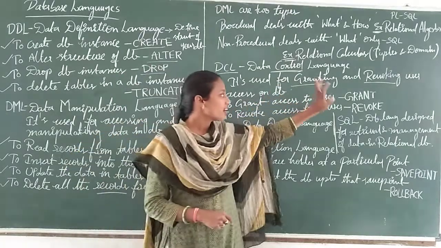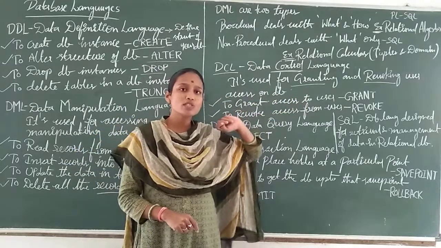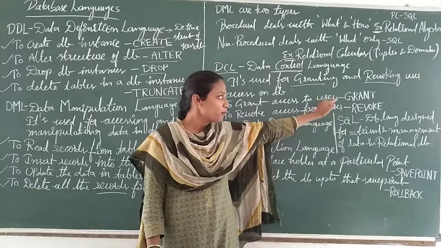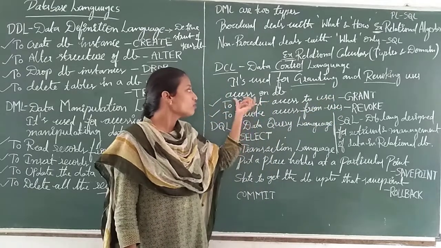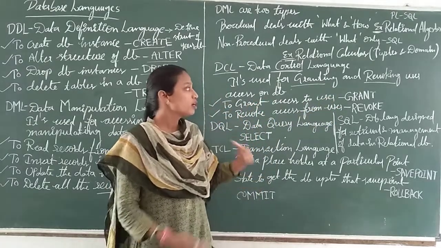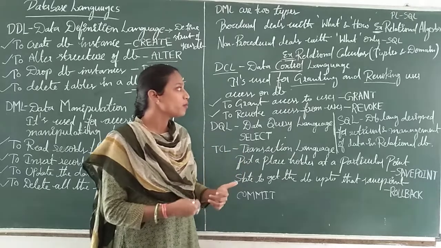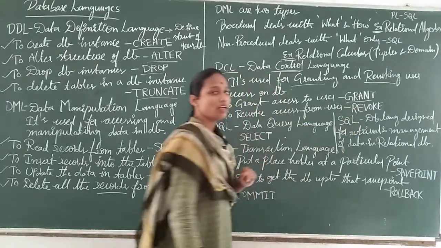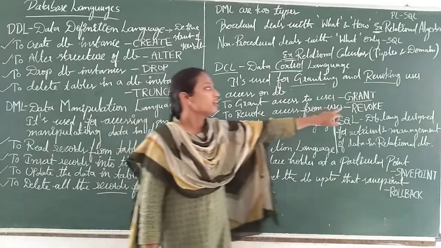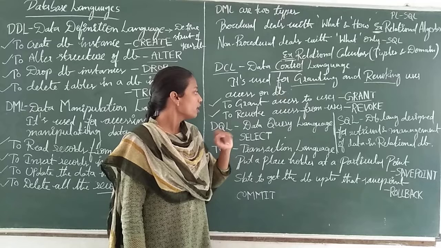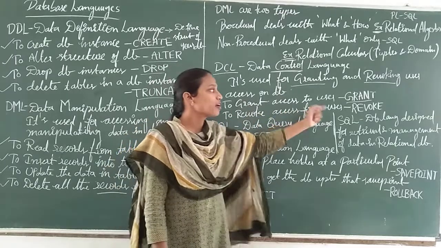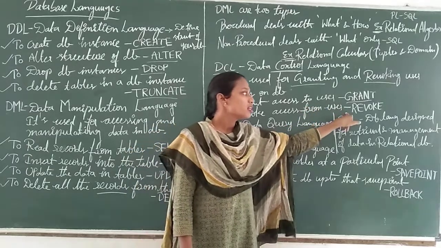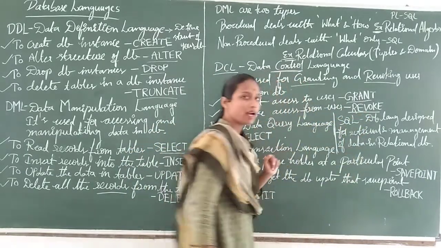Grant means to grant access to the user. DCL does this with the help of the grant command: the user can access the data in the database system with the grant command. And the second one is revoke, to revoke access from the users with the help of the revoke command.